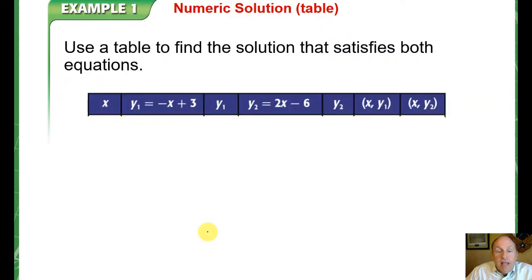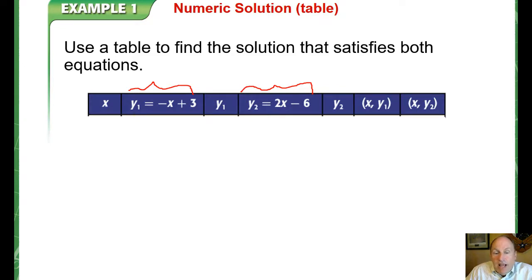Once we've done that, we can make a table. This is the first equation, y1 equals negative x plus 3. We're calling it y1 because it's the first equation in our system. And then we have y2 equals 2x minus 6. These are the two equations in our system.